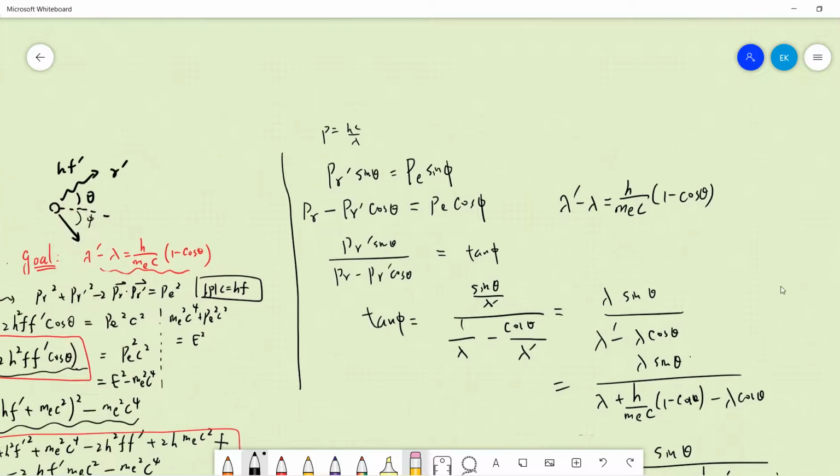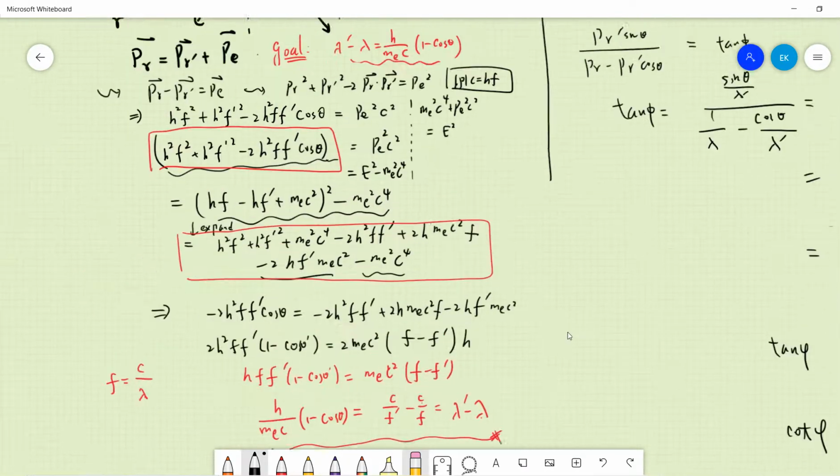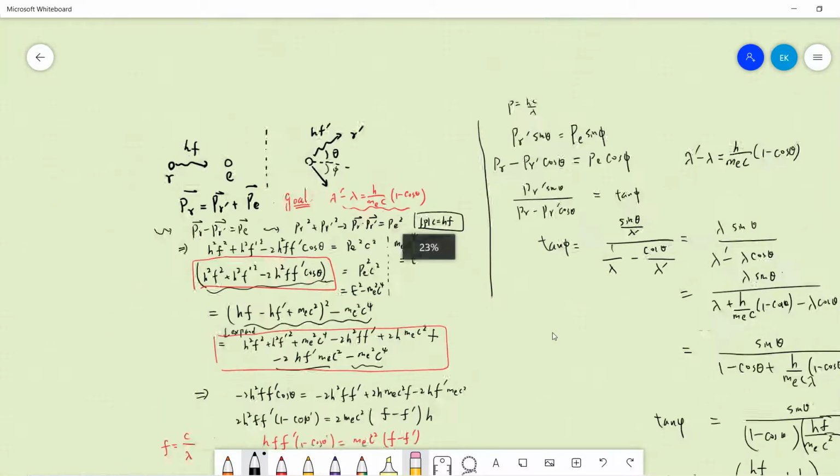Okay, so these are the two important formulas in the Compton effect, and all the derivations are given here.